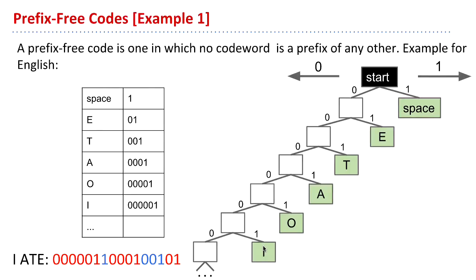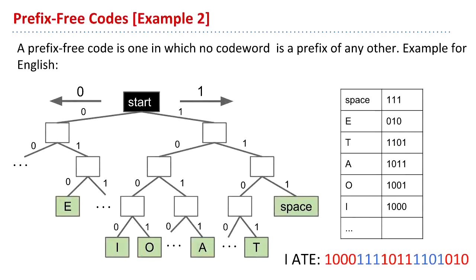There are other approaches to getting prefix freeness than this. For example, we can have a less stringy tree, or less spindly one. We can get a bushy tree that's still prefix free. So here's a code I just made up where, for example, space is 111. T is 1101. A is 1011, and so forth. In this case, if I write out I ate, now I is 1000, space is 111, and so forth. So the space character costs more, but I costs less, and on average we can get a relatively more compact representation, perhaps.